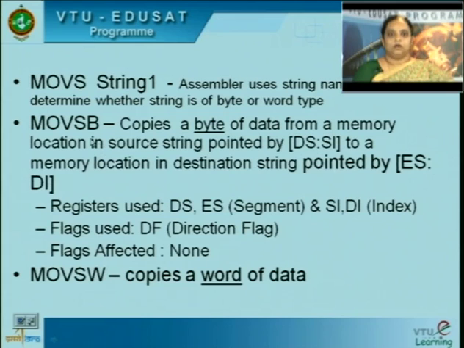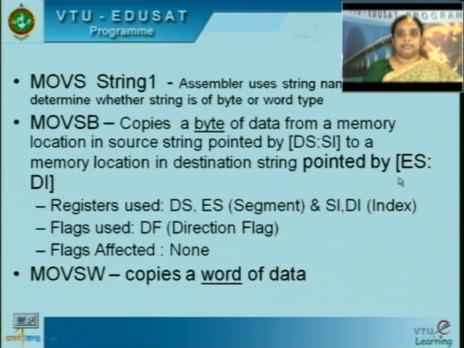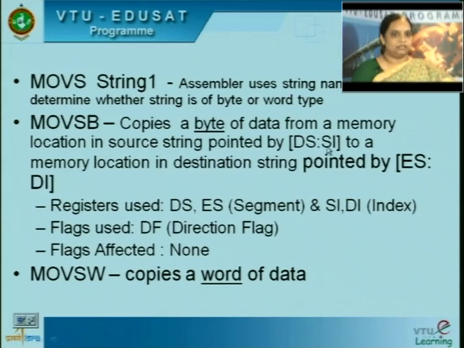And now what about the destination? For the destination, the segment register is ES, that's your extra segment, and the index register is DI, that's your destination index. So totally, though this MOVSB does not contain any operands, it is using the segment registers DS, ES, and also the index registers SI and DI. Apart from these registers, it also uses the flags. The main flag is the DF, the direction flag. As we know, the move instruction does not affect any flags. Similarly here, the MOVS instruction will also not affect any flags.